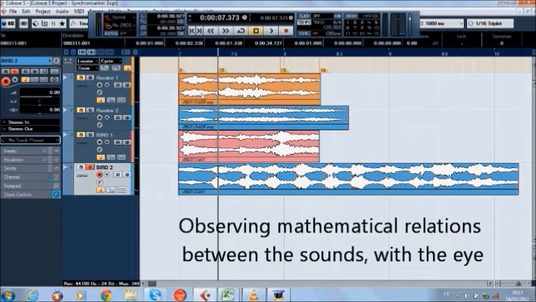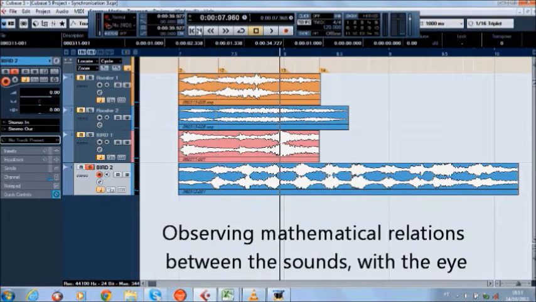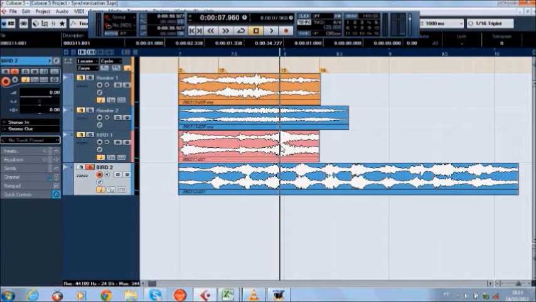Here, the first sound of the first rooster and the first sound of the rooster 2 are equal, corresponding to the 2/3 of the bird 1 and the peak of intensity of the second sound of the bird 2. Here, we see that the beginning of the third sound of the rooster 1 is corresponding to the peak of intensity of the third sound of the bird 1 and the end of the fourth sound of the bird 2. Later, we're going to see some other relations that I let you see by your eyes.